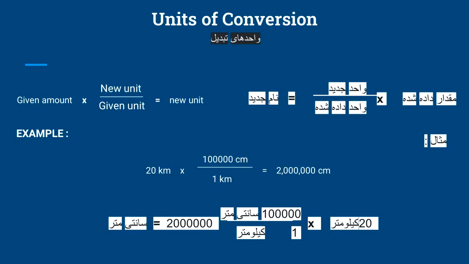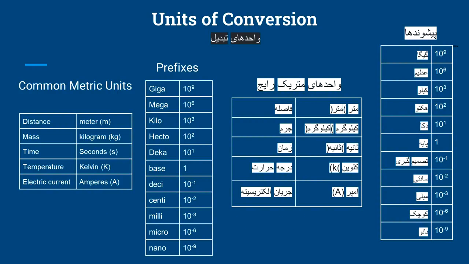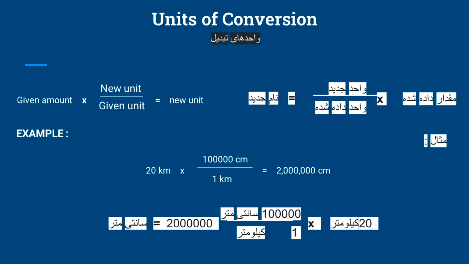So we need to figure out how many centimeters are in 1 kilometer. And we can do this by looking back at this chart here to see the difference between kilo and centi. So we can figure out that in 1 kilometer, there is 100,000 centimeters. Now, we can multiply this equation out, and it gets you 20 kilometers times 100,000 centimeters divided by 1 kilometer.